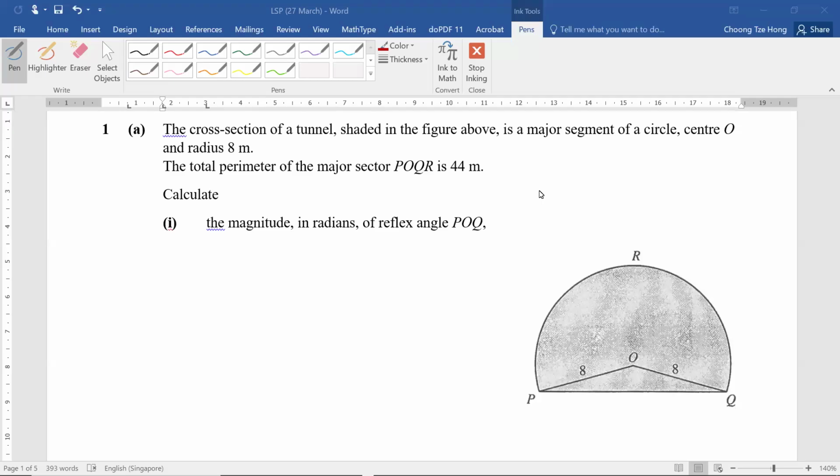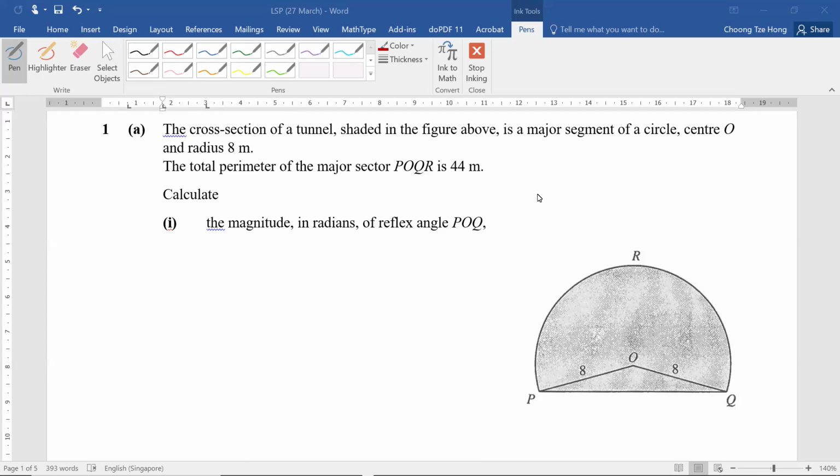Hi students, in this video I'll be going through the 2010 O-Level Mathematics paper 2 question 8. Alright, so this is a question regarding arc length, sector area as well as mensuration. Right, so let's read part A of the question.